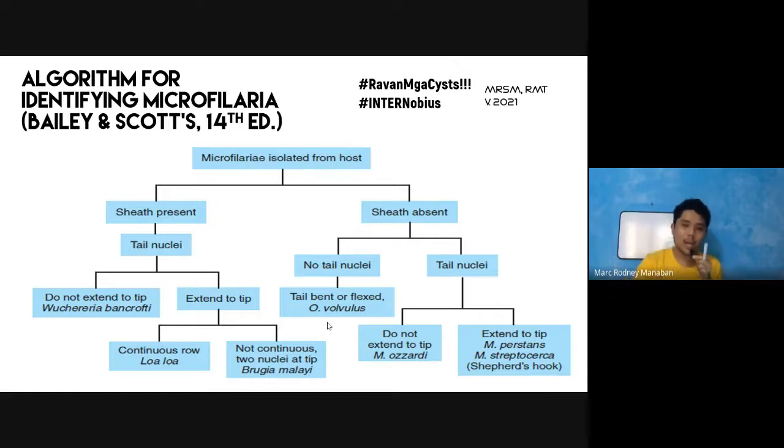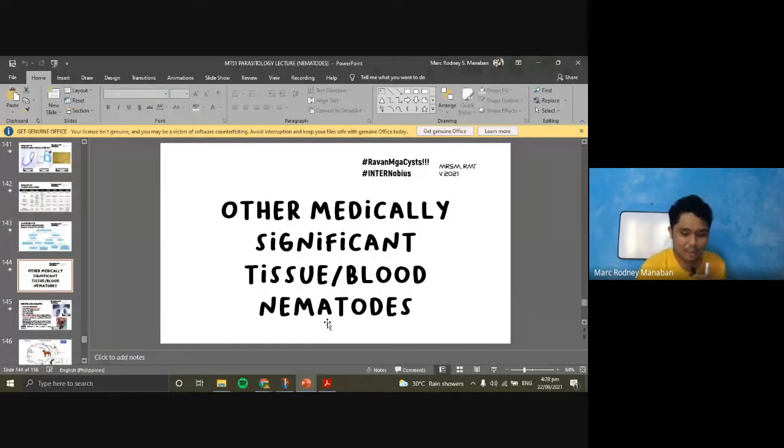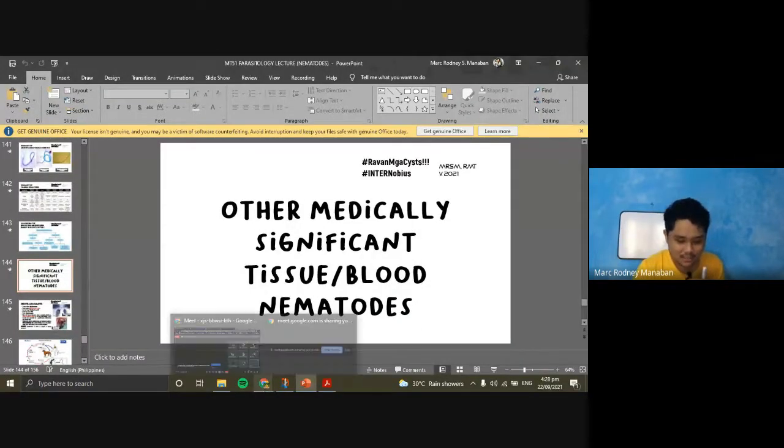Alright? So that's how we identify your filarial nematodes. Again, we look at the microfilarial worms or the larva of your filarial nematodes, and then we look at the presence or absence of the sheath and the distribution of the nuclei at the tail of your microfilariae. All right? Okay, so that's all for your blood nematodes. And before we proceed to the last group of your nematodes, dears, any questions?